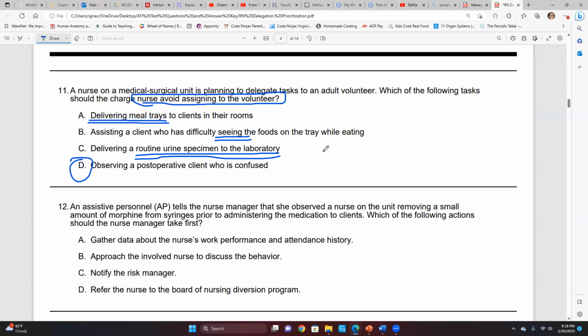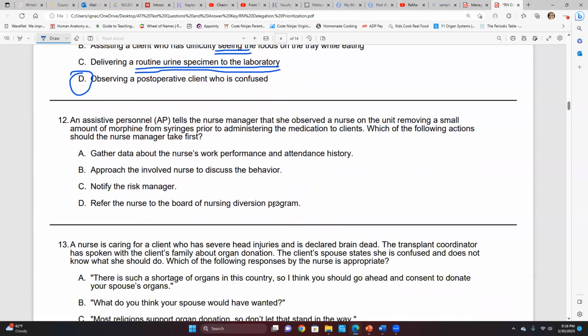But again, we're in the NCLEX world, so it is a possibility that the volunteer could do all of these things. But that post-op patient that is confused is unstable. So that's why they can't be with the volunteer. Does that make sense? Yes, ma'am. Okay, awesome. I think we'll keep going to 15. Hopefully you have time for that because we're at question 12 now.